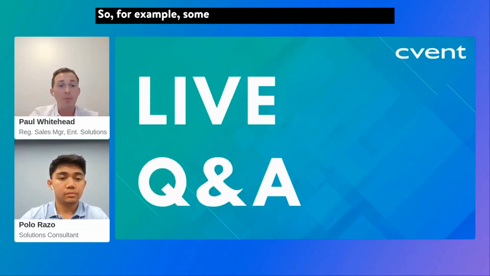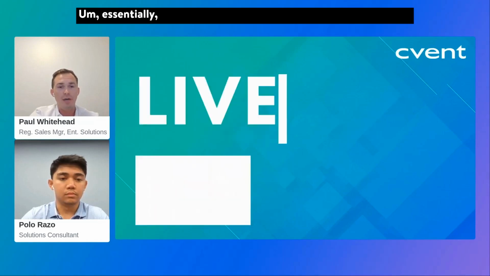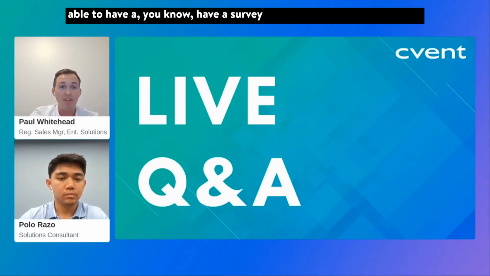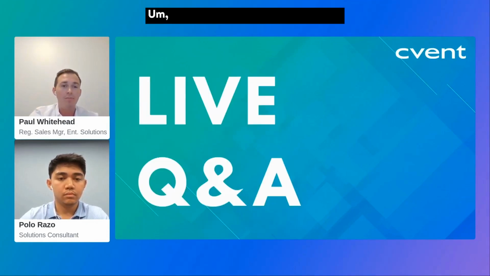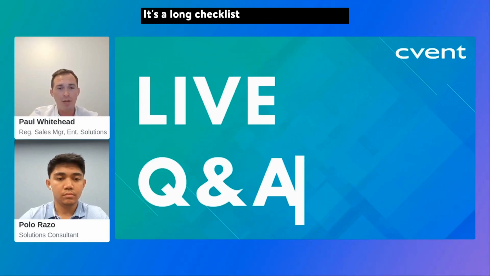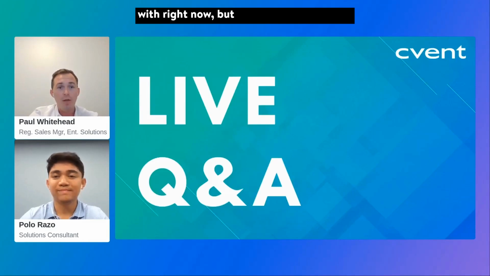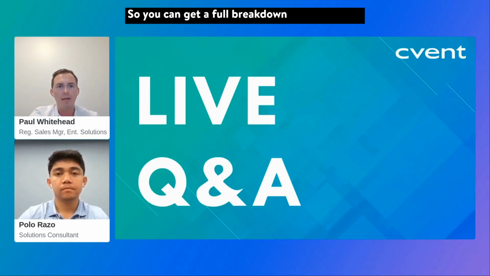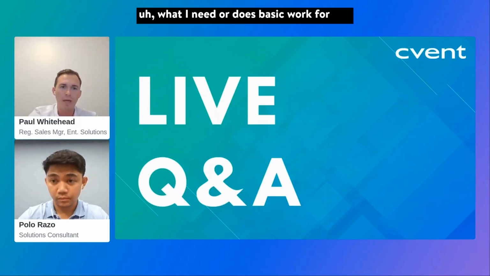So for example, some of the premium options include essentially assessments, deeper reporting, being able to have a survey that isn't even tied to an event. So a lot of different options there. It's a long checklist that I won't bore you with right now, but that's readily available. And so just ask your rep what that comparison checklist looks like, so you can get a full breakdown of, is premium what I need, or does basic work for me?